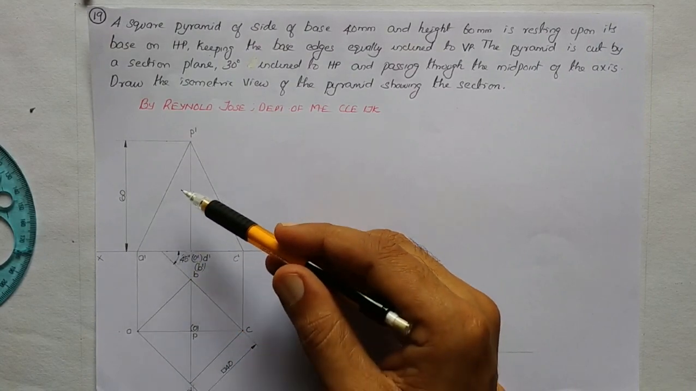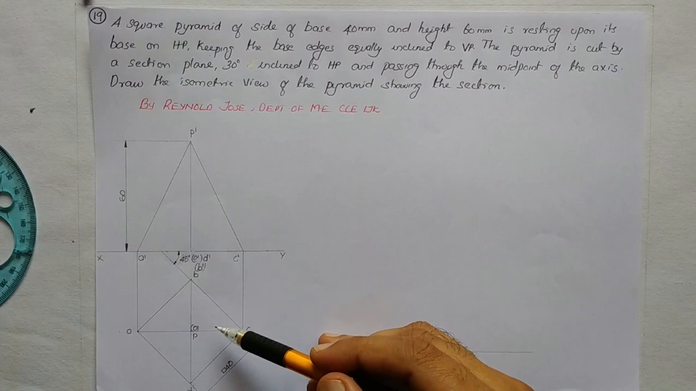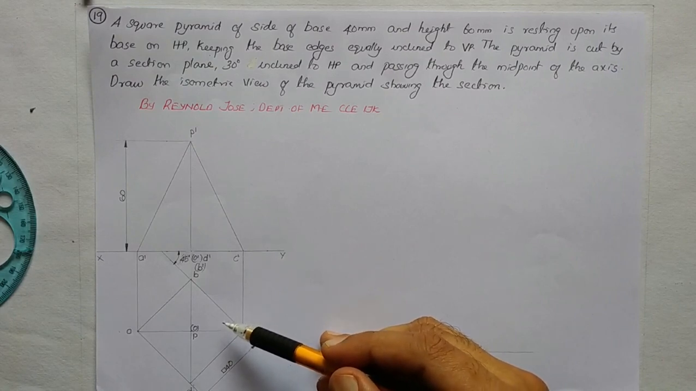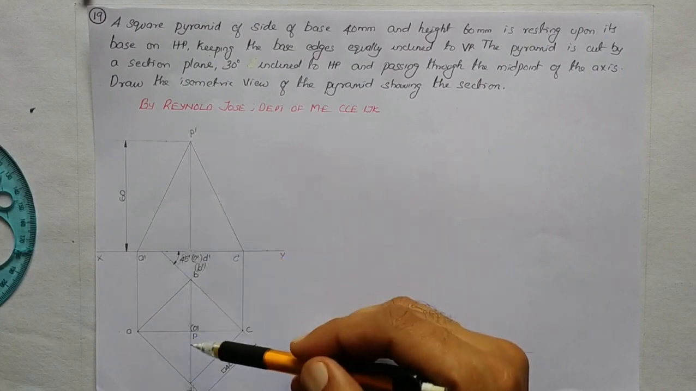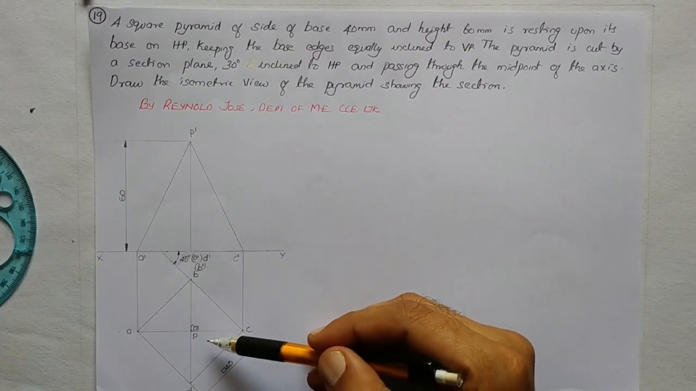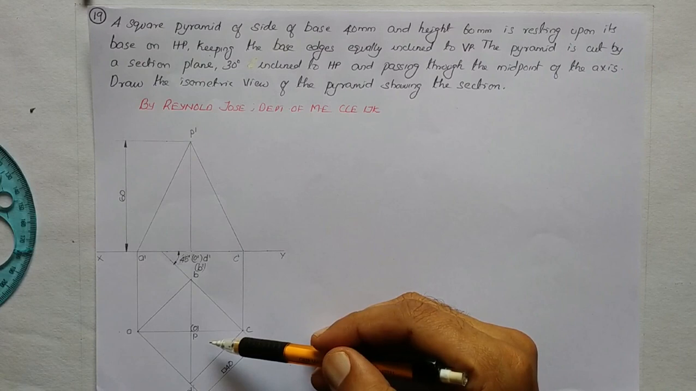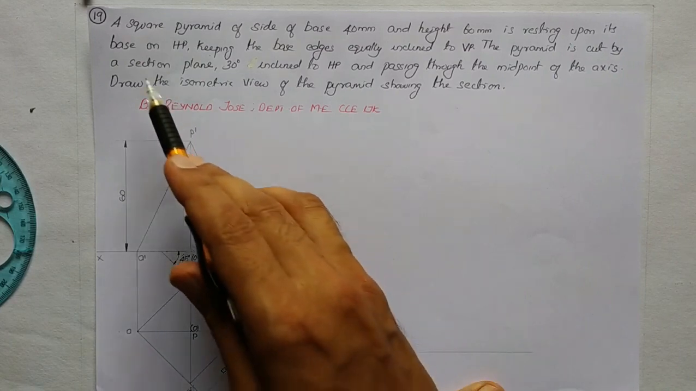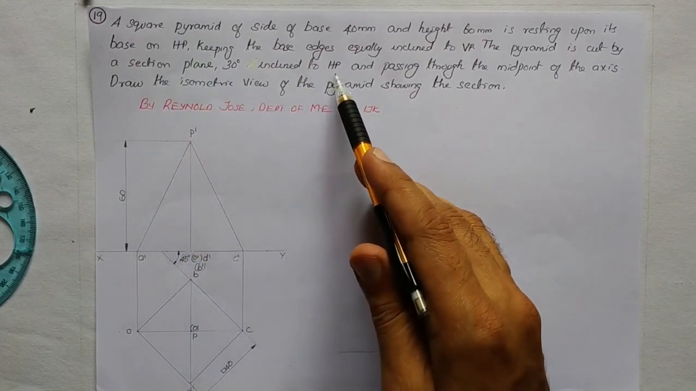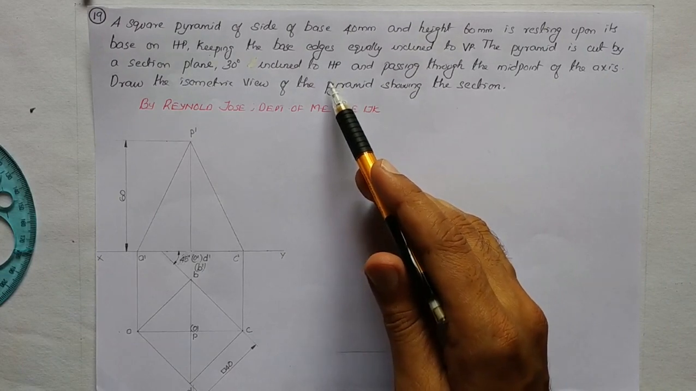And I have drawn the front view and top view using type B lines because this is a problem involving sectioning process. So after drawing the front view and top view, the next procedure is location of the section plane, where the section plane is located. Here the section plane is inclined 30° to HP. So inclination is with respect to HP.